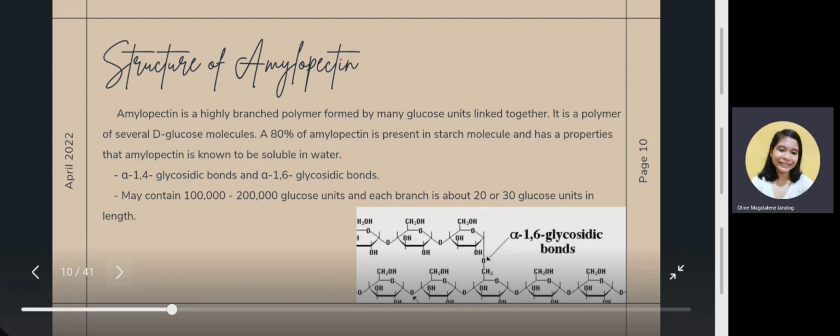Each amylopectin molecule may contain 100,000 to 200,000 glucose units, and each branch is about 20 or 30 glucose units in length. So, these molecules are bushy and nearly spherical in shape.